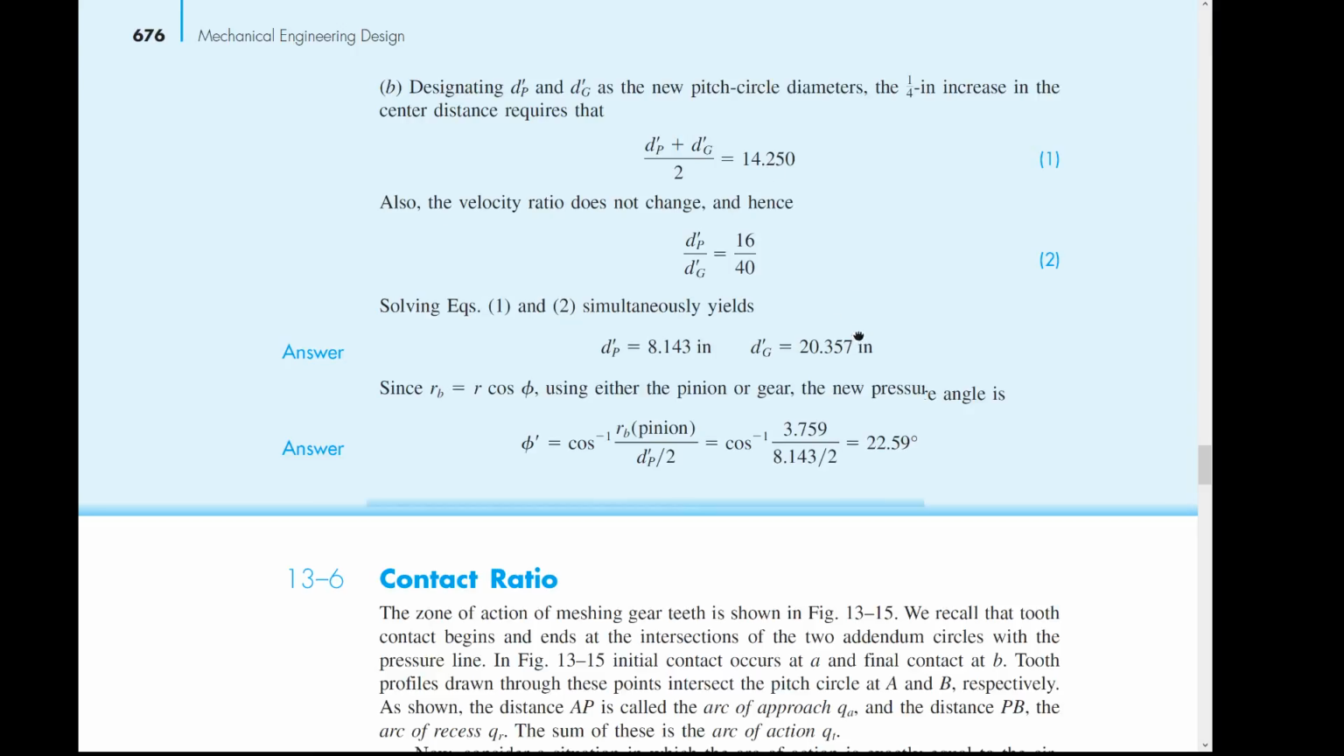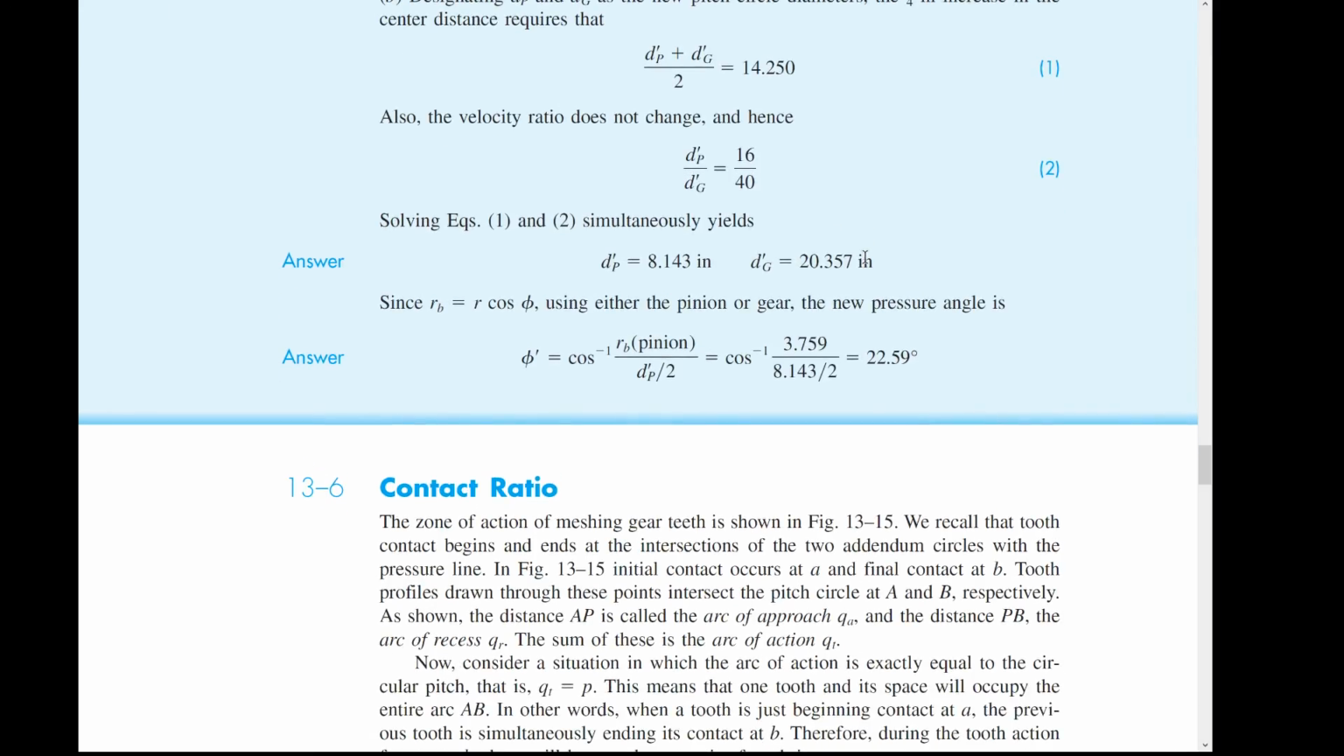Okay, alright, just solve those, and then you get d prime p, d prime g. Let's see, you want phi, so RB equals R cosine phi. Using either pinion or gear, we can find phi. For both of them, that's going to be the arc cosine of RB pinion over d prime p over 2. And that's the same as arc cosine of RG, I think. No, this is the pinion, over 8.143 over 2. All right, sorry I got sloppy in the end.